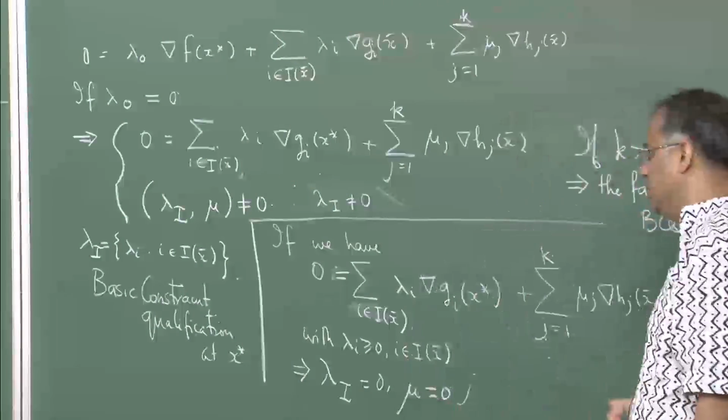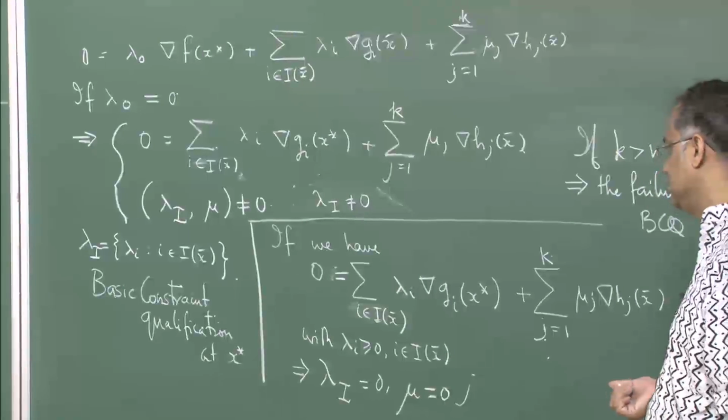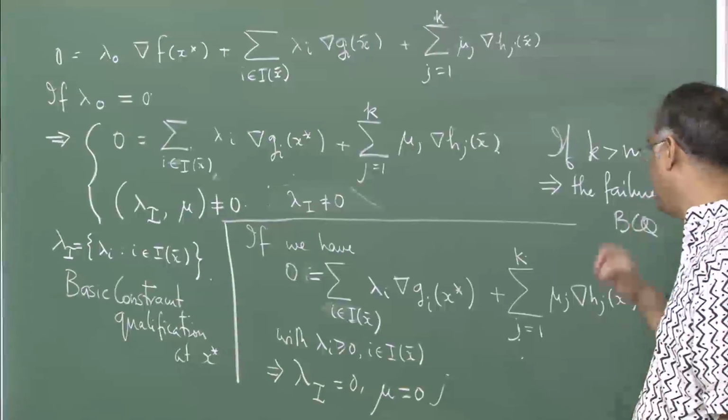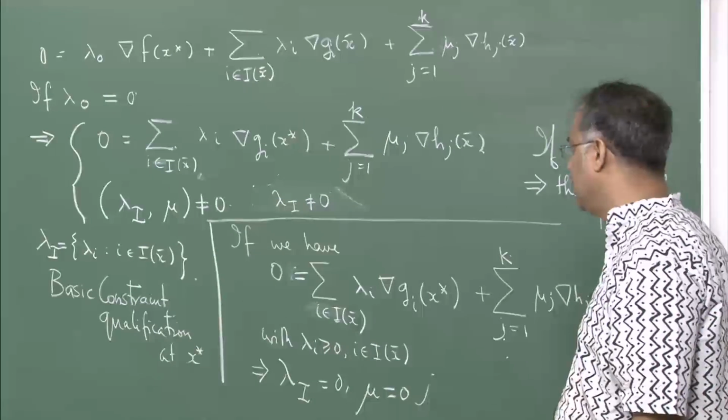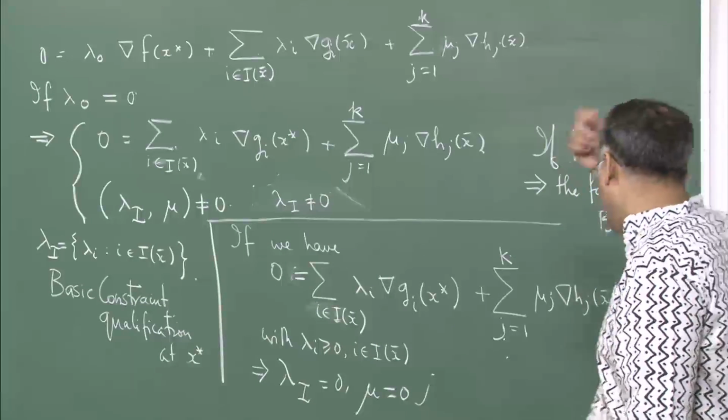Now, suppose BCQ holds, and that is there is no such lambda i's.